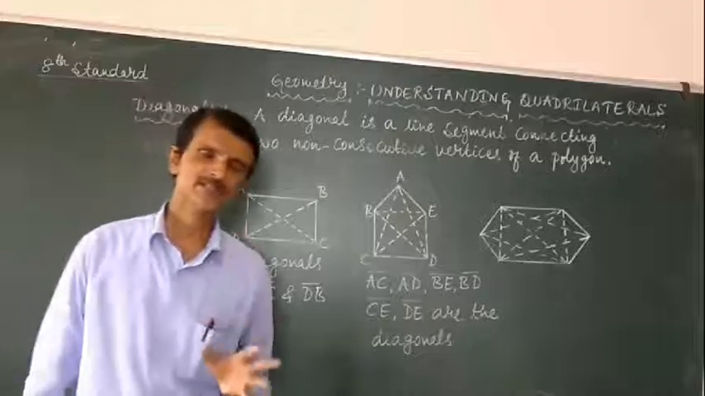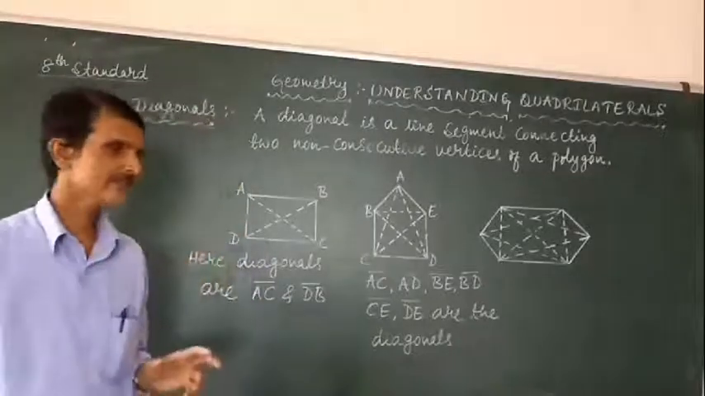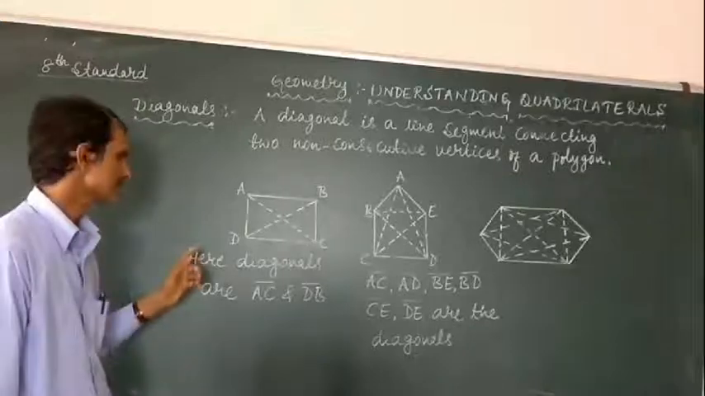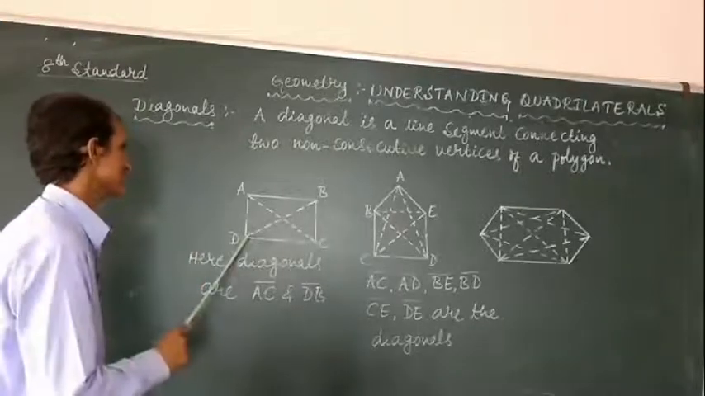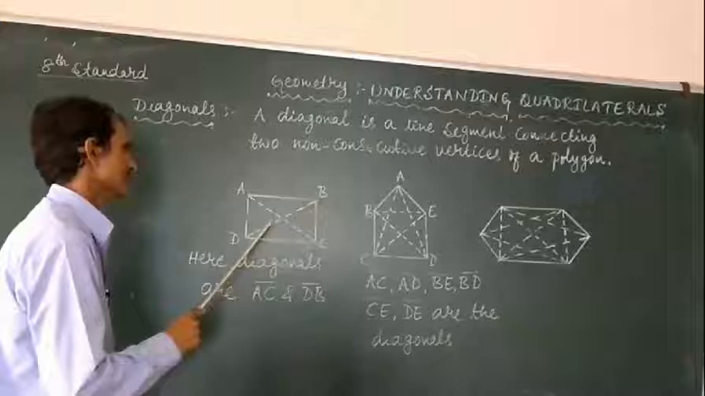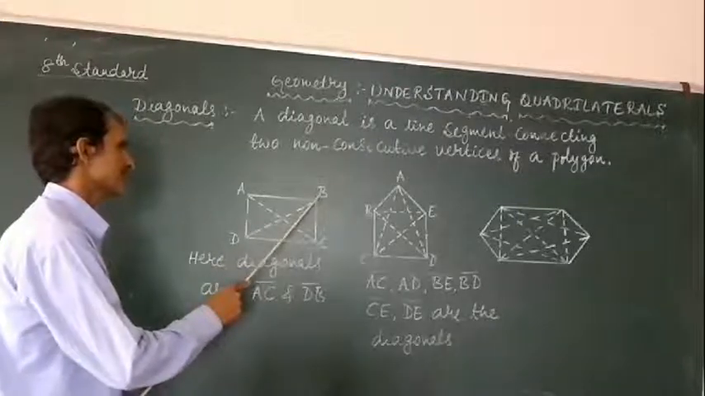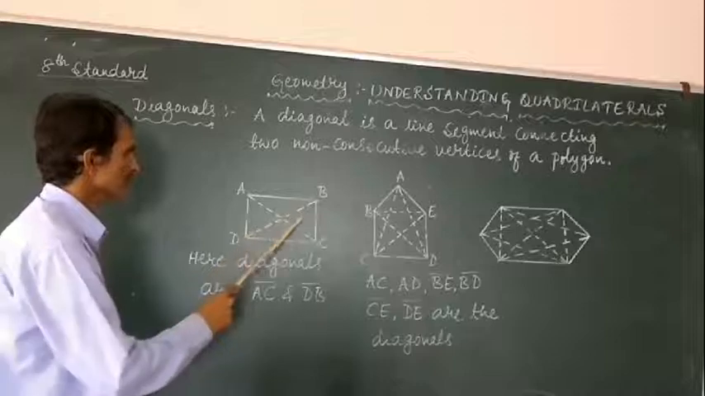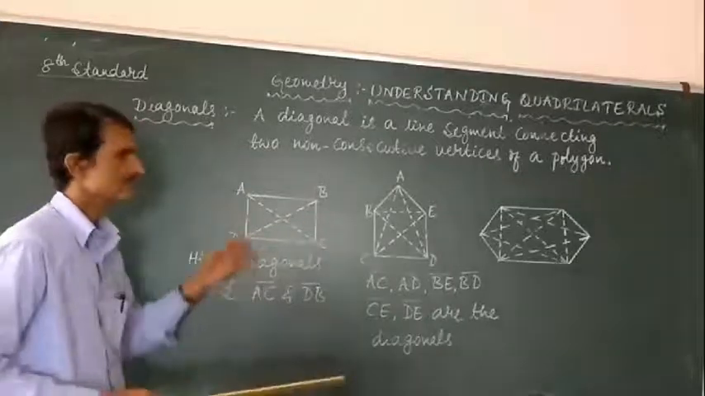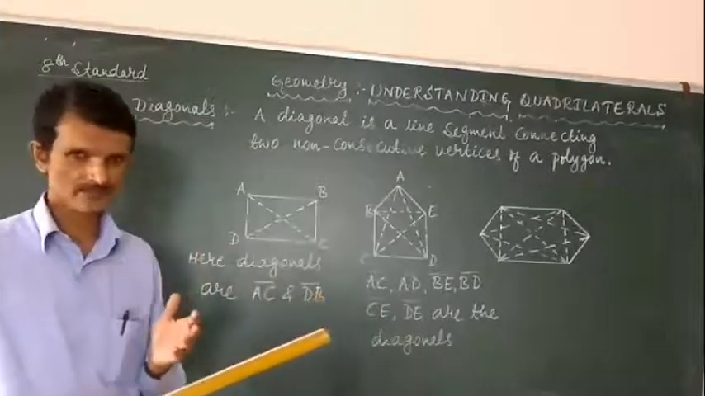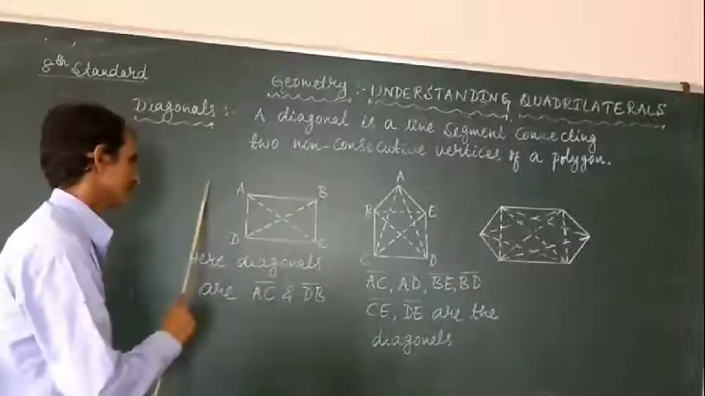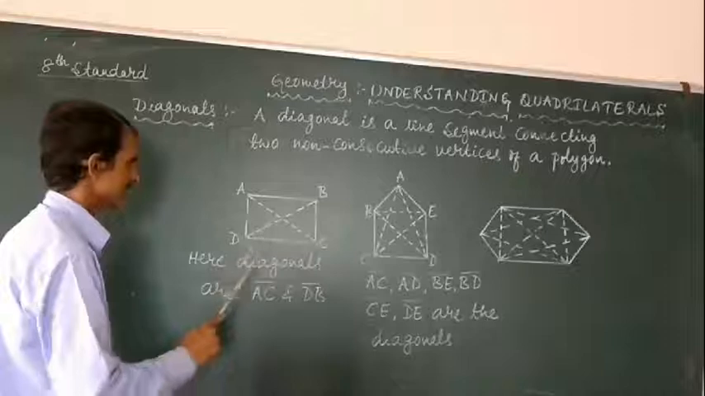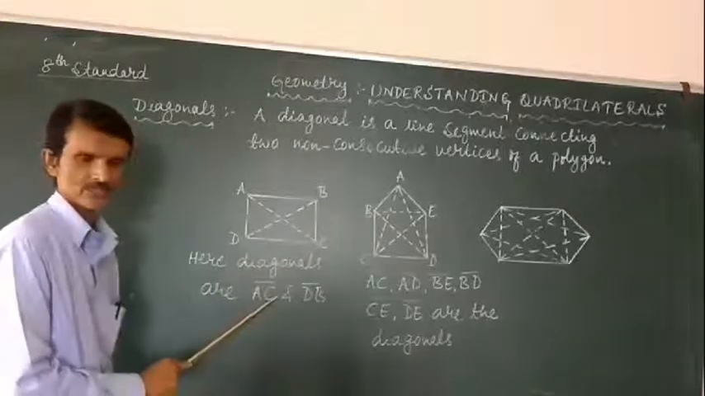DB is a diagonal because D and B are two non-consecutive vertices. Do you understand the definition of the diagonals of the polygon? Diagonals of the polygon means the line segment which connects the two non-consecutive vertices of a polygon. From the first figure, AC and DB are the diagonals.